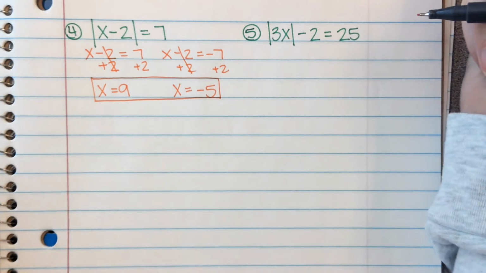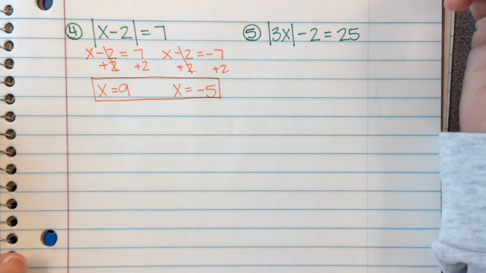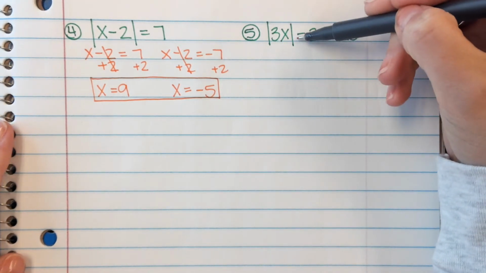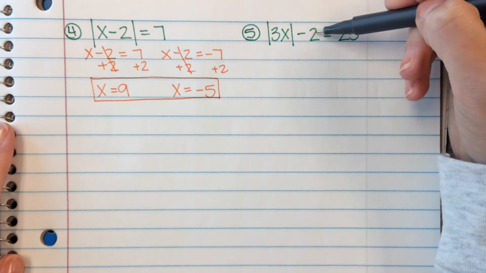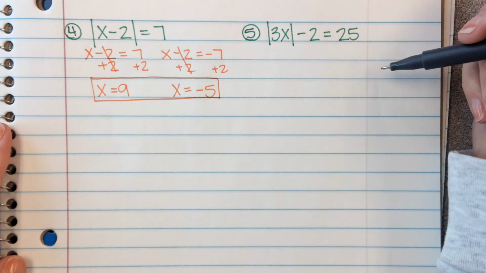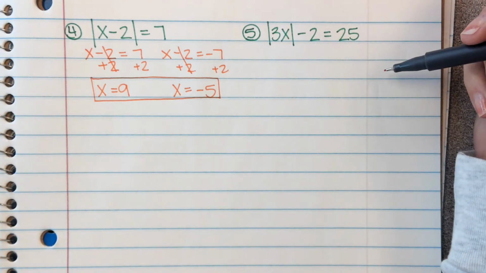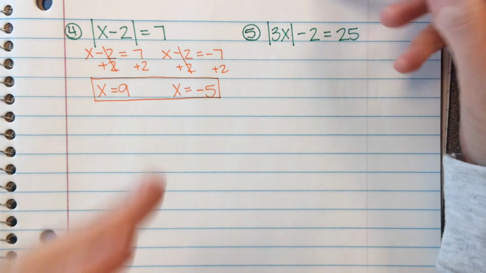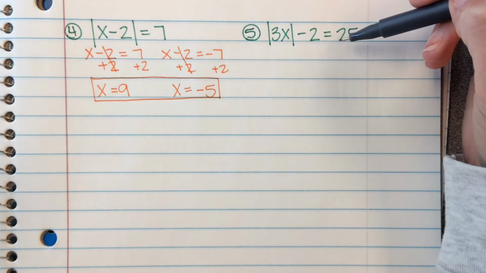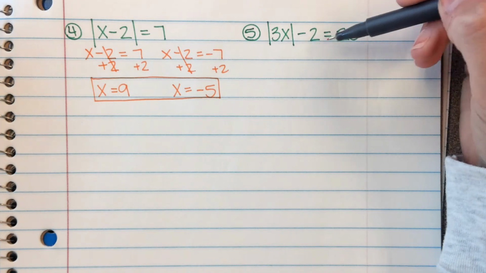Okay, here's number 5, and it looks a little bit different as well. So we've got the absolute value of 3x, then minus 2 equals 25. So let's think through those steps. Do we have anything on the outside of the bars? Yeah, we do this time. So let's take care of it first.